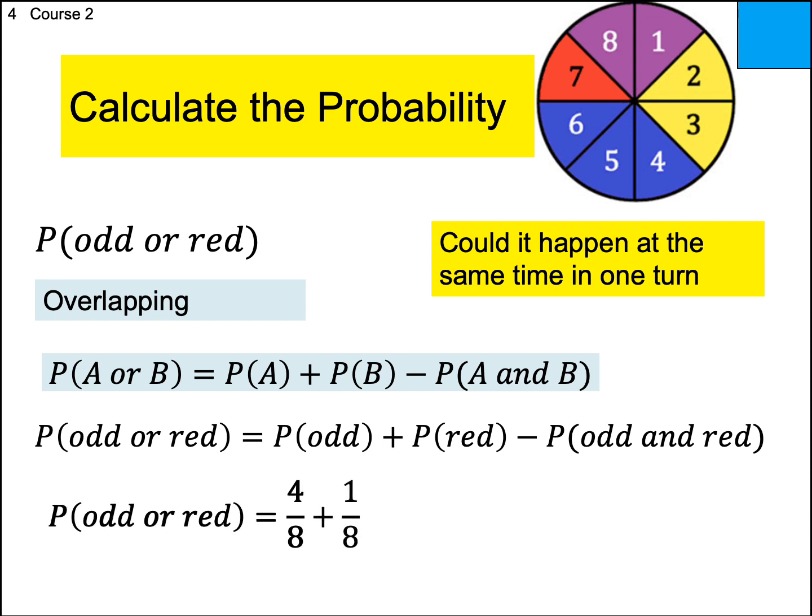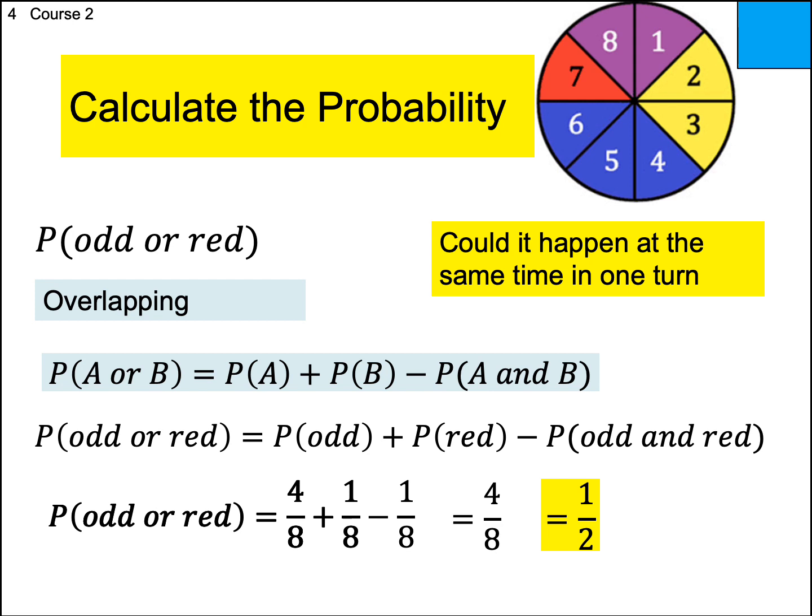And now we got to subtract the overlap. How many numbers are both odd and red? Odd and red. Well, there's only one of them, right? So we subtract a 1/8. Hey, common denominator. Well, how come I keep saying that? Because eventually we won't have common denominators. All right, let's see. 4 plus 1 is 5, minus 1 is back to 4, 4/8 or half, 50%. So 50% chance of being odd or red.